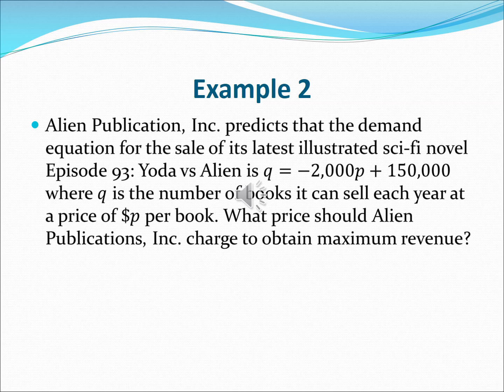Alien Publication Incorporated predicts that the demand equation for the sale of its latest illustrated sci-fi novel, Episode 93, Yoda vs. Alien, is Q equal to -2000 P plus 150,000, where Q is the number of books it can sell each year at a price of P dollars per book. What price should Alien Publications Incorporated charge to obtain maximum revenue?